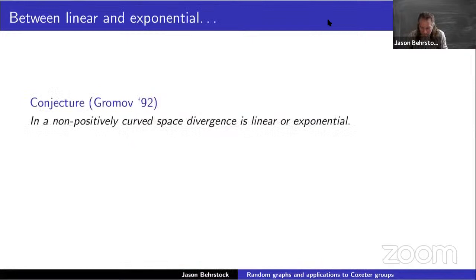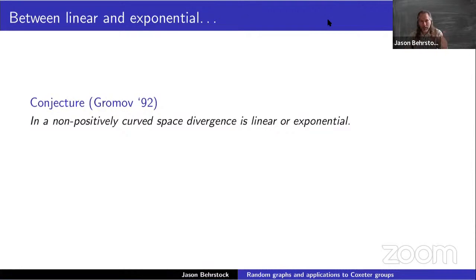Okay, so those are the two extremes, and there's an old conjecture of Gromov's from 1992 that if you had a non-positively curved space, then the divergence is always one of those two things. So you look at the worst geodesic in your space, and it's either linear and fits into this nice family, or it's exponential. Okay, so that was this conjecture of Gromov's from '92. Turns out that it's false.